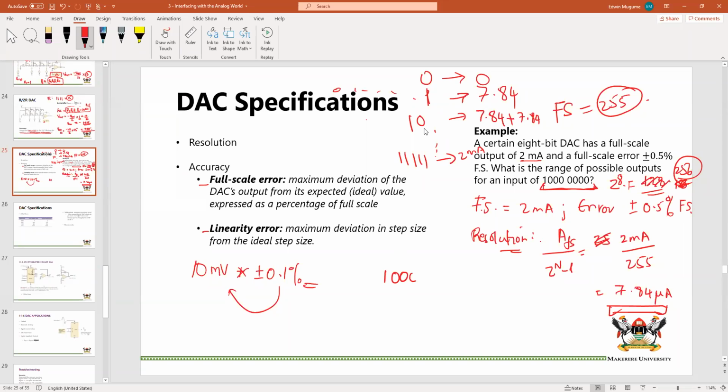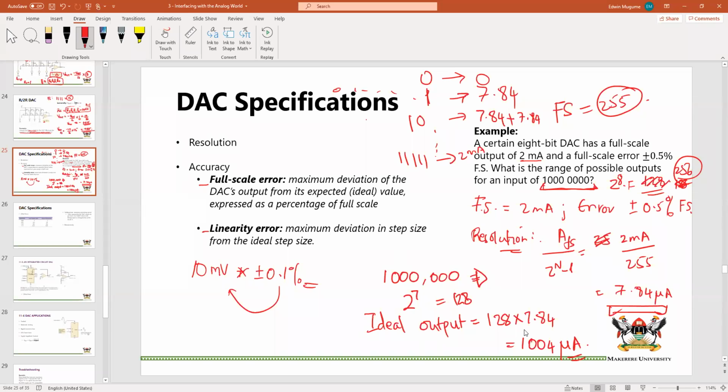So the question is, this is like halfway through the full scale, really. If you have 10000000, the decimal equivalent of this is 2 to the power 7, which is 128. Now the question is, what is the range of possible output values? We can say that the ideal output is equal to 128 times the resolution, because the resolution is the step. So 128 steps times the resolution of 7.84 microamps gives us 1004 microamps.